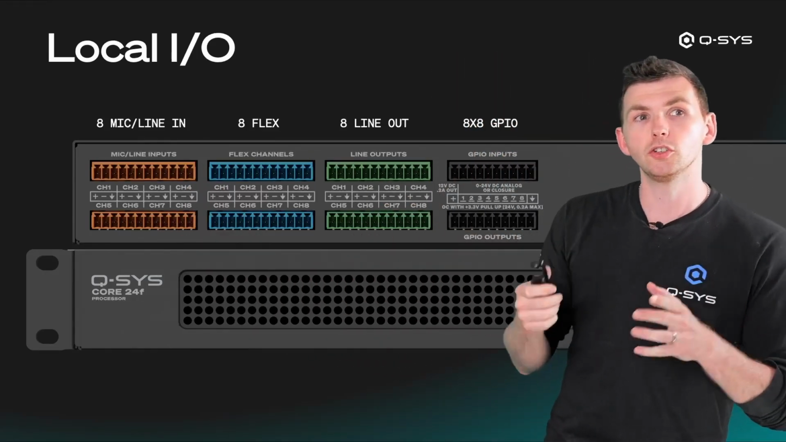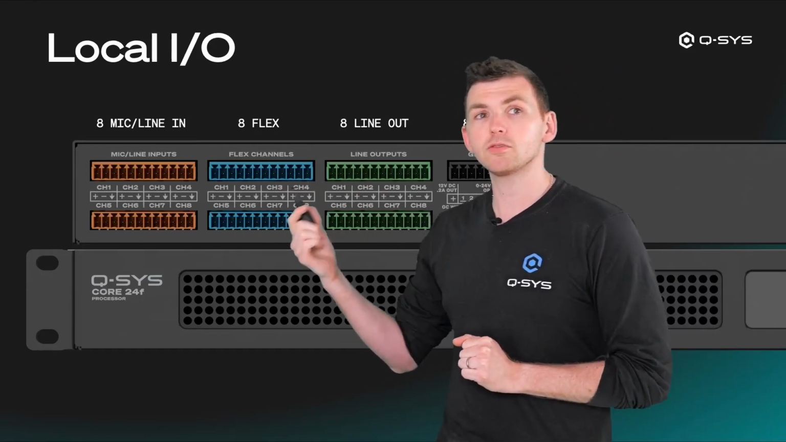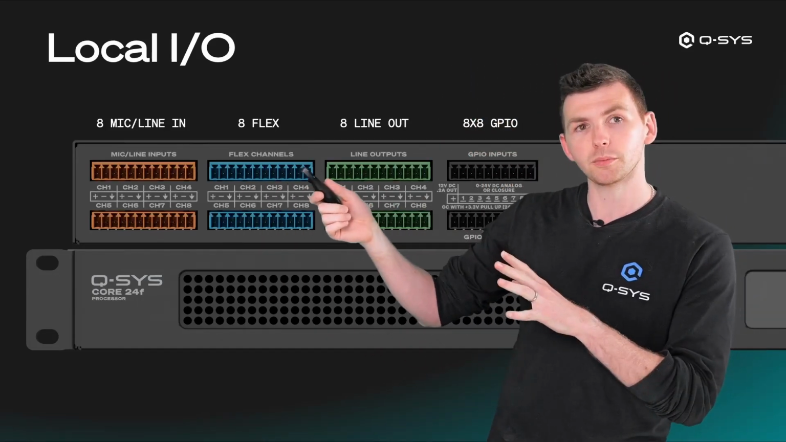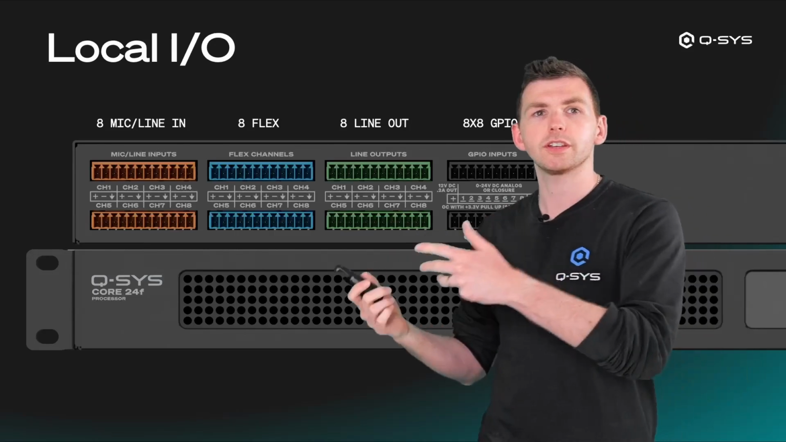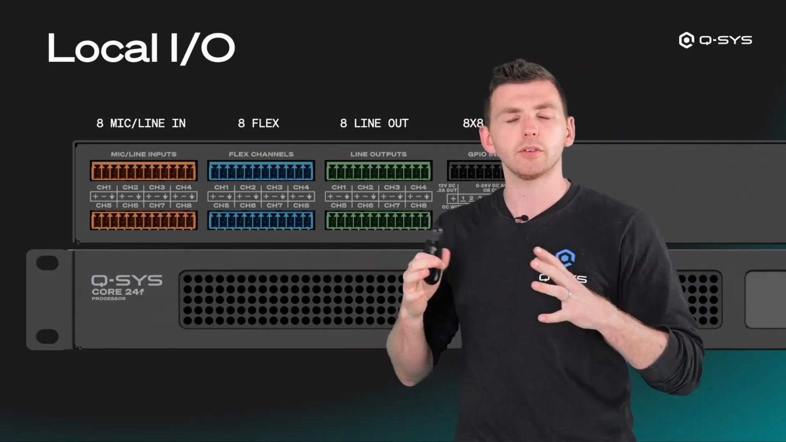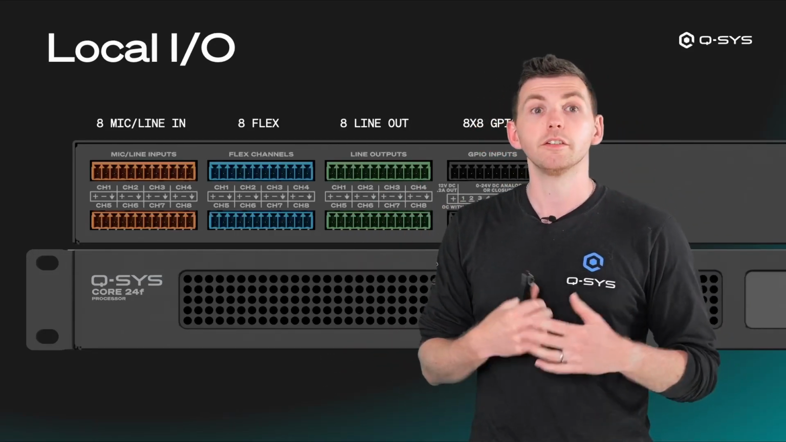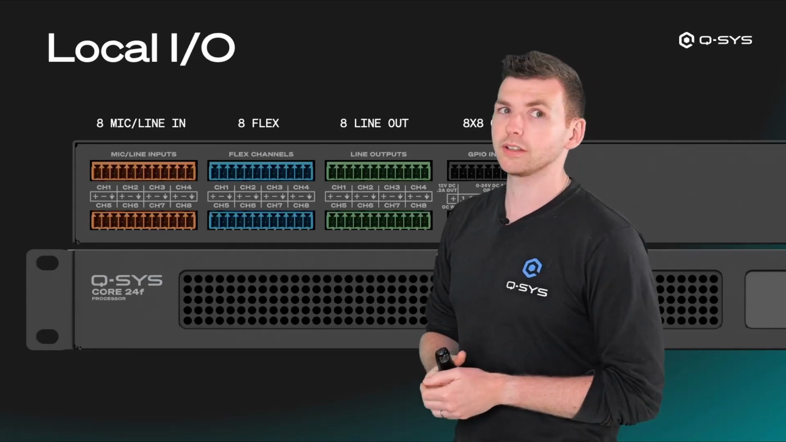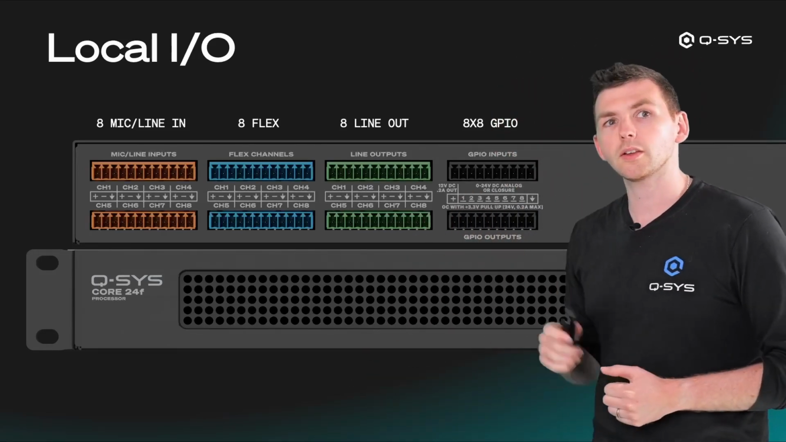So of course, you could use this as 12 in, 12 out by using some of those flex channels. You could say that you want 16 in, 8 out, or the other way around. It just gives you a lot of flexibility for all sorts of different analog audio use cases. Also GPIO, like on the Core 8 Flex.